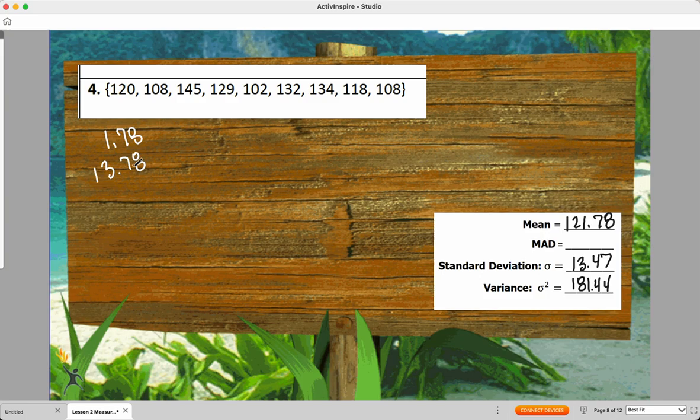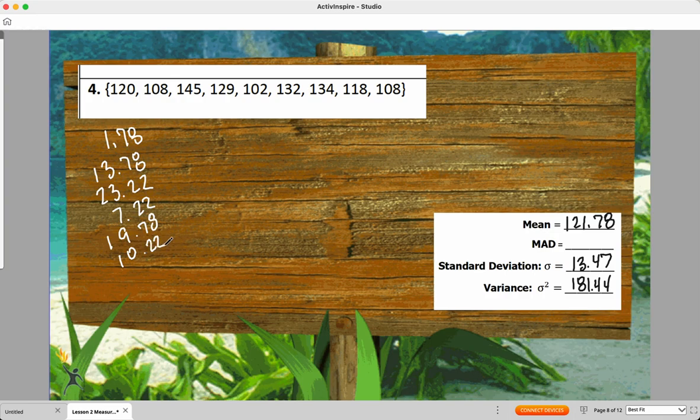145 minus 121.78. I'm going to get 23.22. Keep going, 129 minus 121.78. I get 7.22. 121.78 minus 102. You'll notice each time I'm simply moving it around so that I don't get decimals, or I don't get negatives. I'm getting how far from the mean. 132 minus 121.78. I get 10.22.